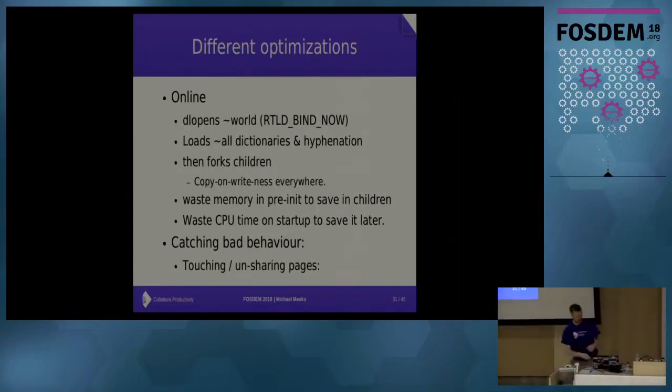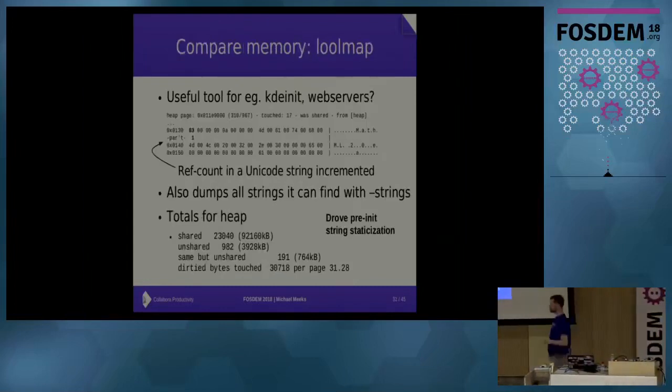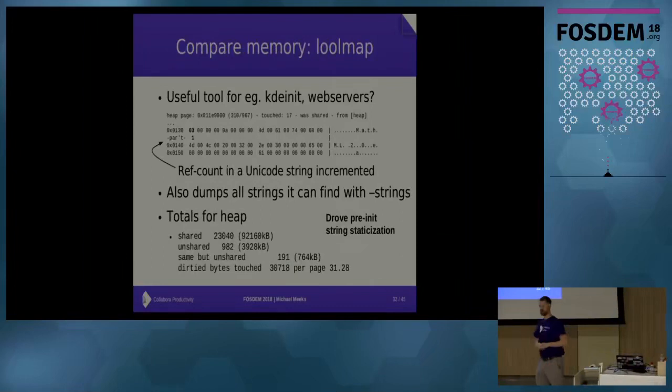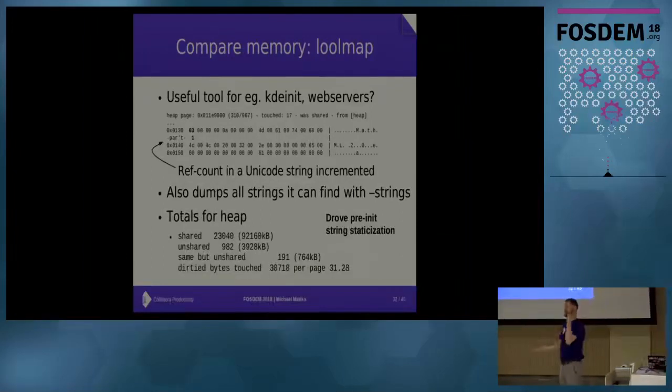So I wrote a little tool. It could be really useful actually for things like KDE init, if it's still in use, web servers, that starts to look at your memory as compared to your parent's memory, and which pages the operating system is sharing, and which pages are actually different. So there's actually quite a number of pages that were once touched and are now the same. This is just a little example of its output.